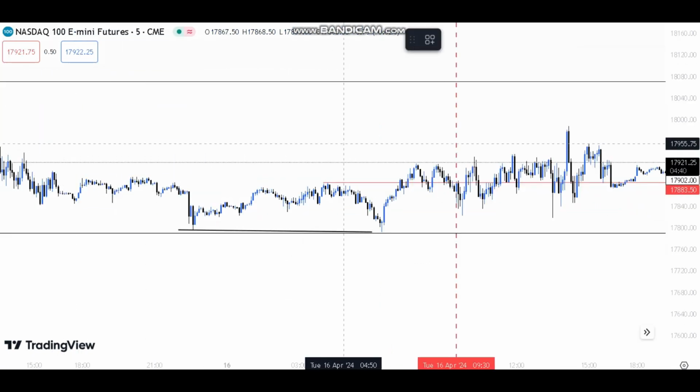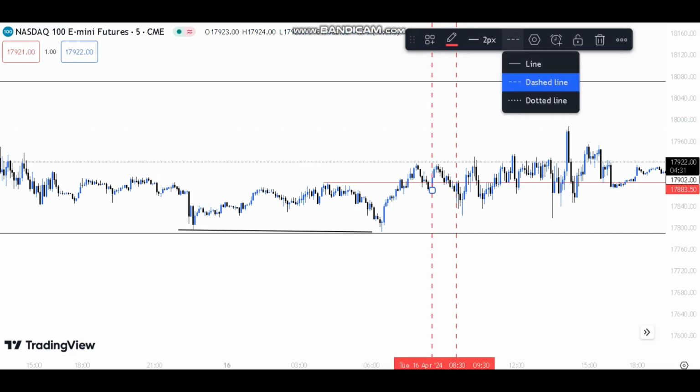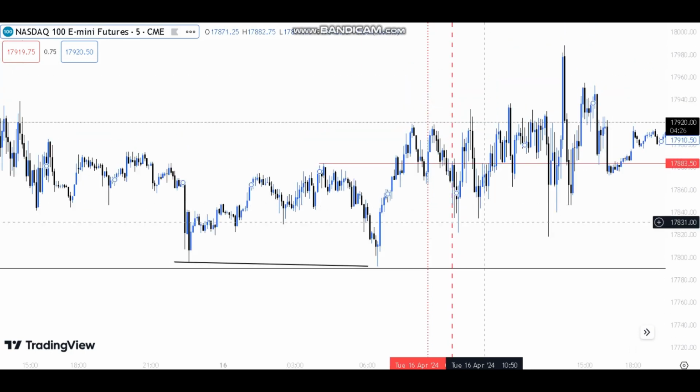On the 5 minute, I'm gonna mark out the 8:30 mark right here because that's when ICT's setup in his mentorship kind of appears. This is the 8:30 mark right here. I'm just making it a dotted line so it's easier to see. And after 8:30, we can start looking for our first trade.